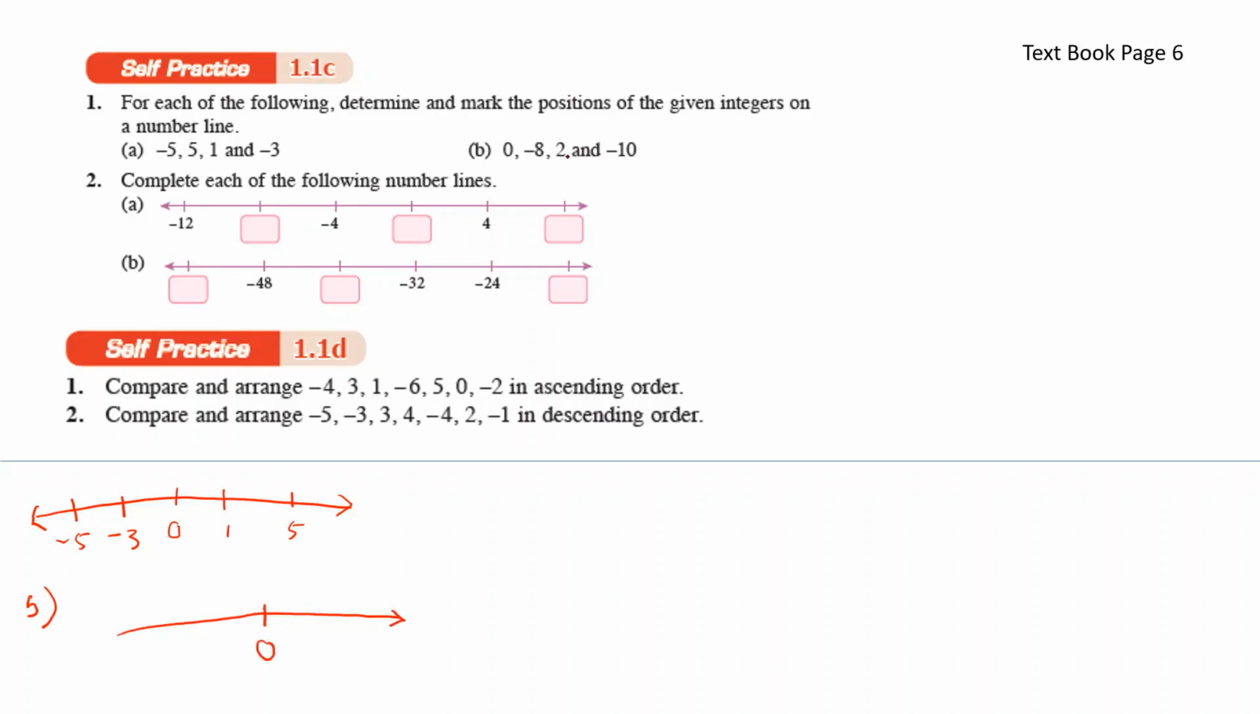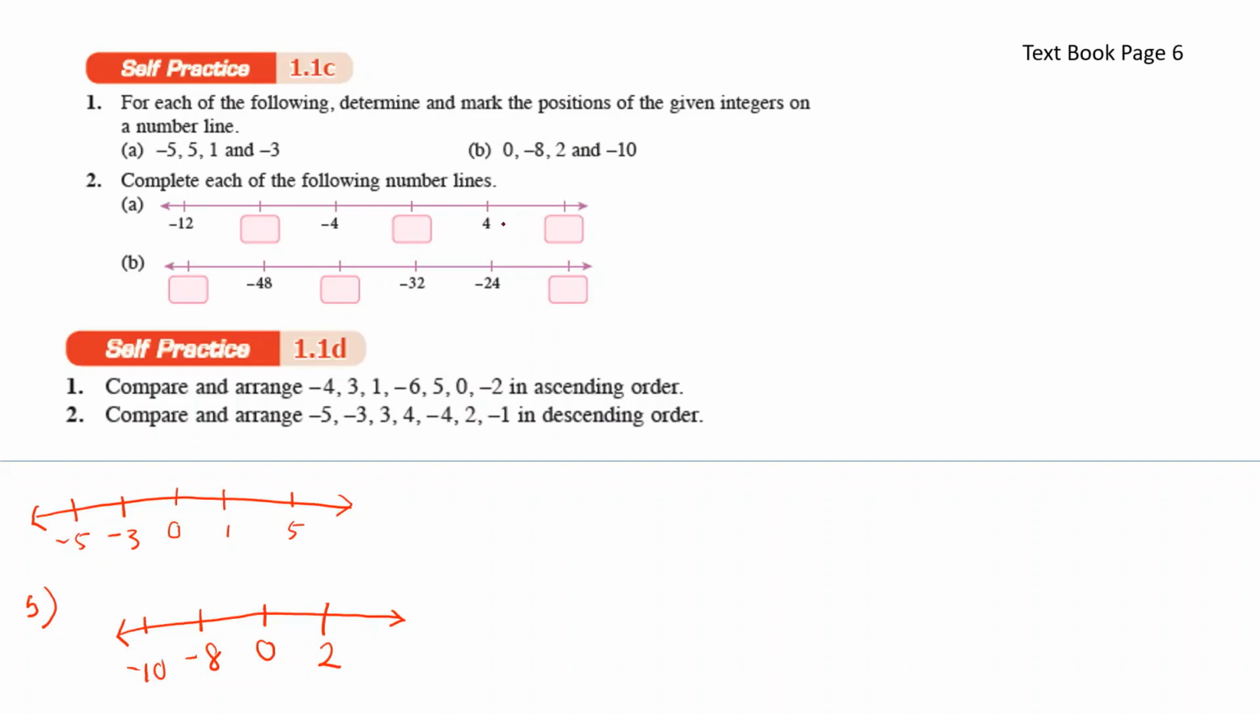In this case, 2 is the only positive value, hence it will be on the right. -8 and -10. -10 will be the more negative value, hence it will be further down the left. Complete each of the following number lines.